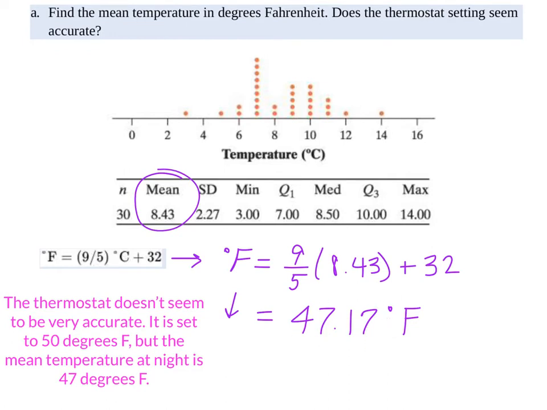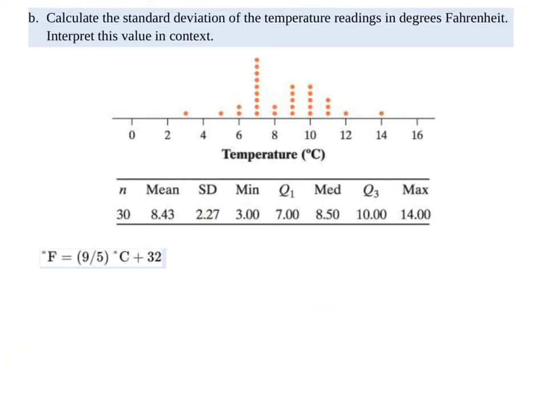So does that seem accurate? Now, you might think, 3 degrees, who cares? That's not a big deal. But the thermostat doesn't seem to be very accurate. 3 degrees is a lot. It's set to 50 degrees Fahrenheit, but the mean temperature, the average temperature at night, is 47 degrees Fahrenheit. So something's amiss.